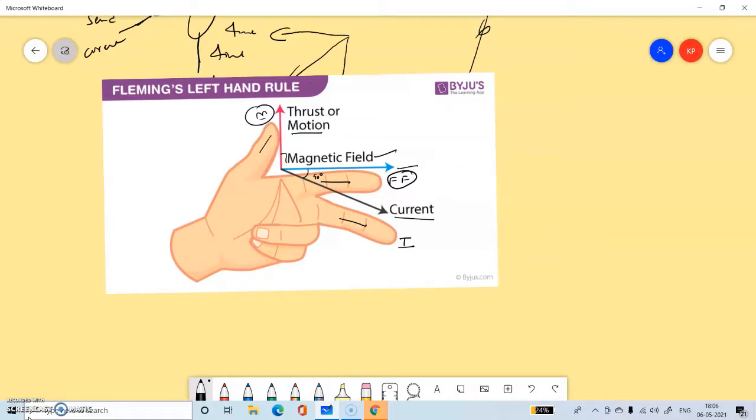So like this, Fleming's left hand rule will help you to find out the directions of motion, field, and current. Motion, field, and current. That is Fleming's left hand rule. And we are having one more rule also, that is Fleming's right hand rule. That will be helpful in the case of generators, and the left hand rule will be helpful in the case of motors.